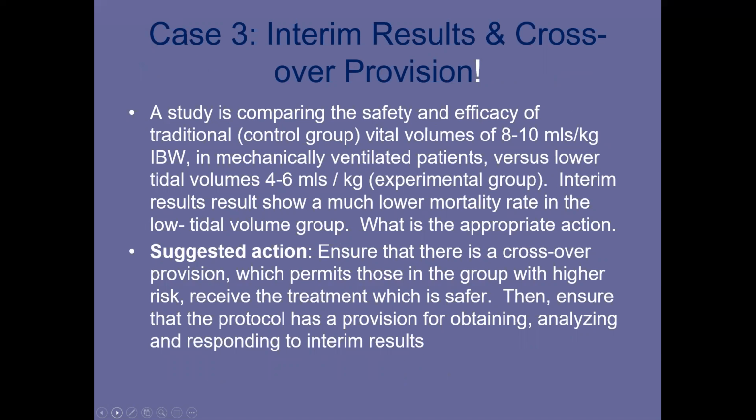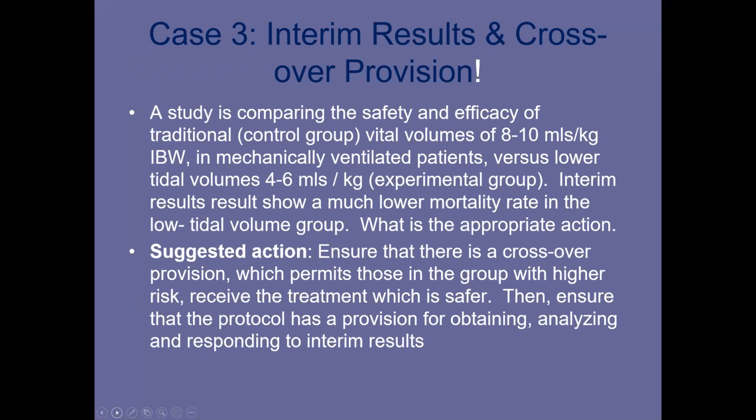Interim results, crossover provisions. So a study comparing, this isn't exactly the description of the study that I was describing. In this case, the tidal volumes are 8 to 10 milliliters per kilogram of ideal body weight, versus the lower tidal volumes of 4 to 6 in the experimental group. Historically, I came out of respiratory school 32 or 33 years ago. Terry was a year ahead of me. When we came out, they used large tidal volumes. I'm about 175 pounds, so roughly 75 kgs.